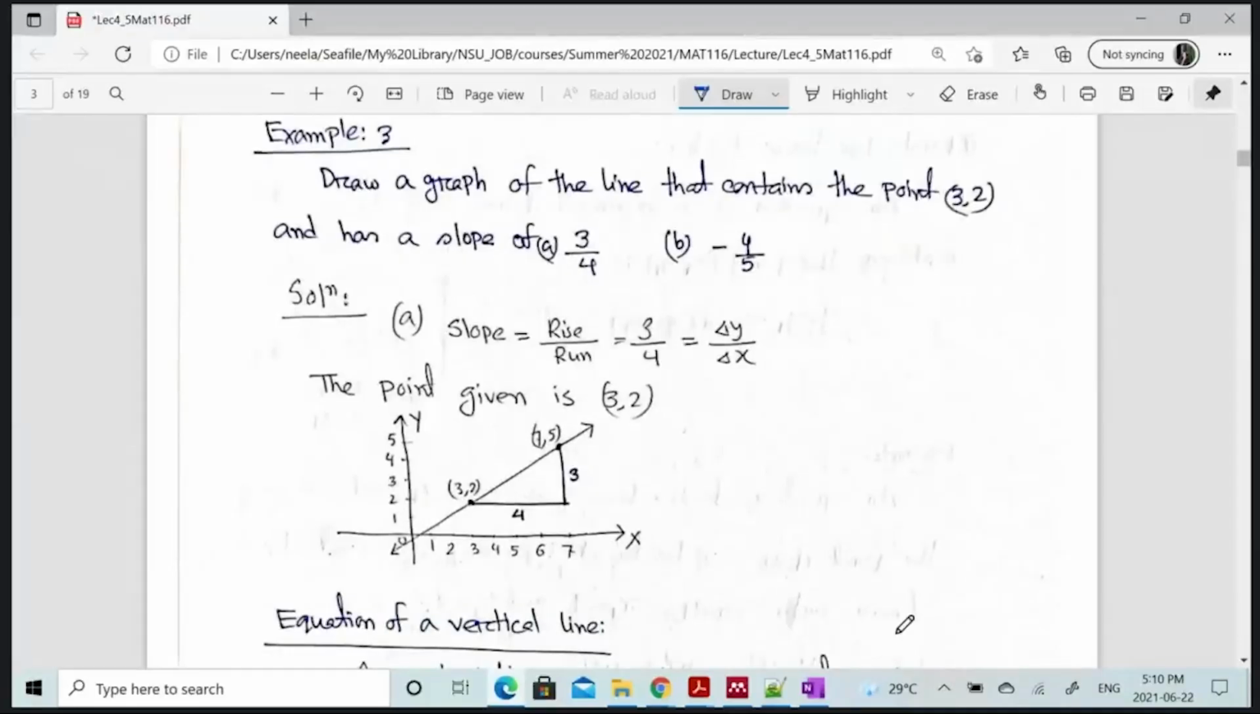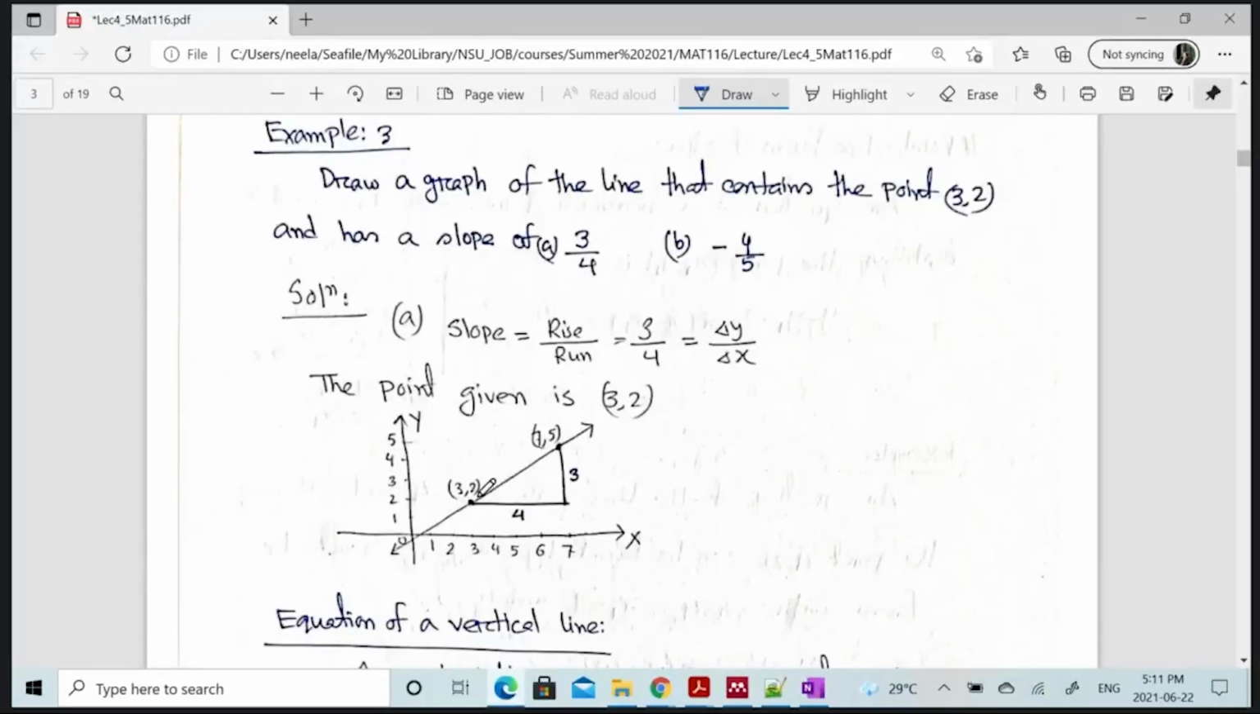This is a very simple example that tells us: draw a graph of the line that contains the point 3, 2 and has a slope 3 by 4, right? So we have seen that slope also represents change in y divided by change in x. So here we are given a point and a slope, and we need to find out another arbitrary point.